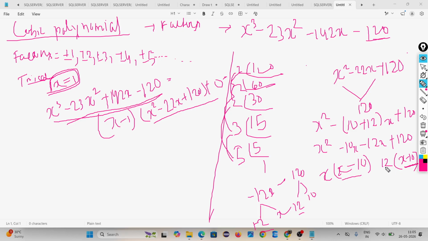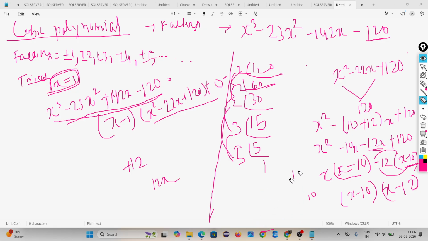If you take outside plus 12, suppose you are taking plus 12, then plus 12 into x is plus 12x. But here the answer is minus 12, so take minus. Minus 12 into x, minus minus plus. Okay, so one factor is x minus 10. Are you understanding or not? Yes, sir. And another one is x minus 12.